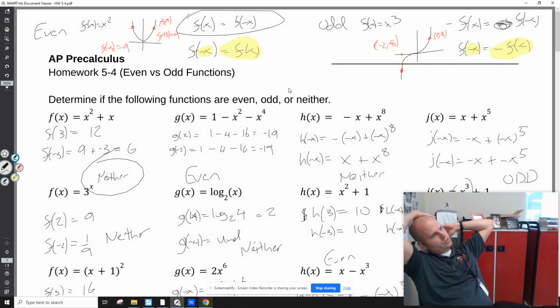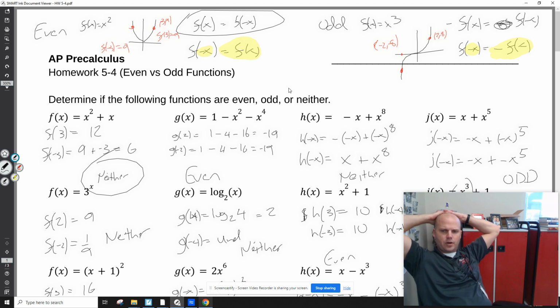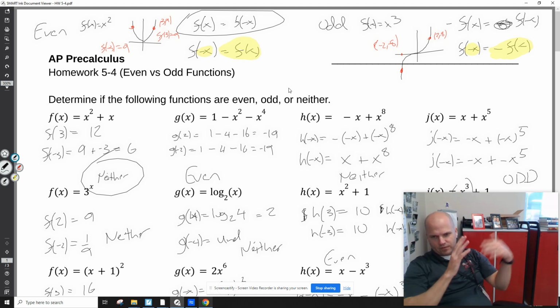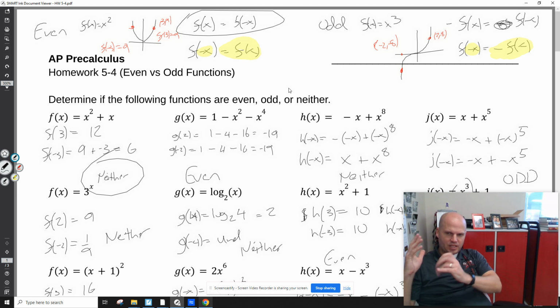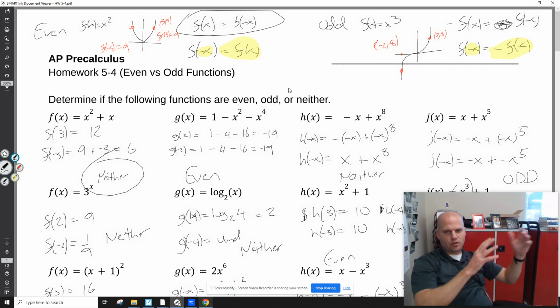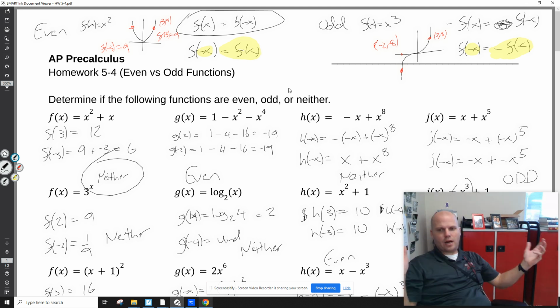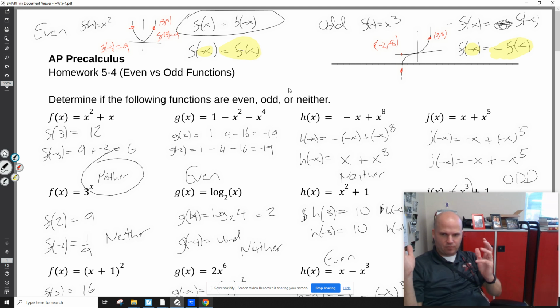Where is it useful? Again, I feel like this unit is all helpful with programming, computer programming, simplifying things. If you understand the left side of your function is going to be the exact same as the right side of the function, you don't have to worry about the entire graph. You just have to worry about half of the graph.